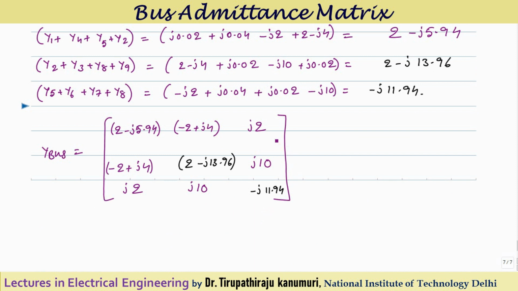So in this way you can form the Y bus matrix. I hope how to form the Y bus matrix, why we are going for the nodal analysis, what are the advantages, why only we are going for the admittance diagram, and how to make the changes when a new branch is added or deleted is completely clear to you.